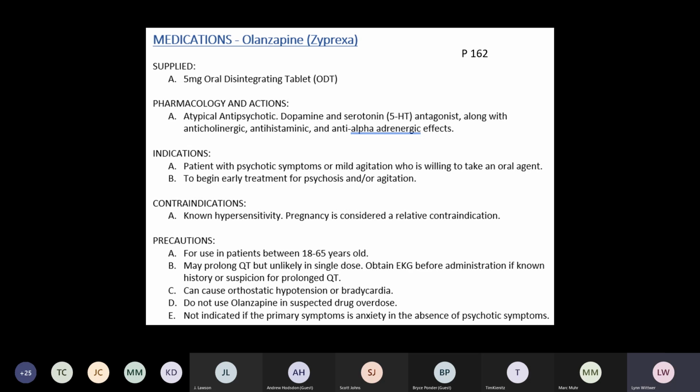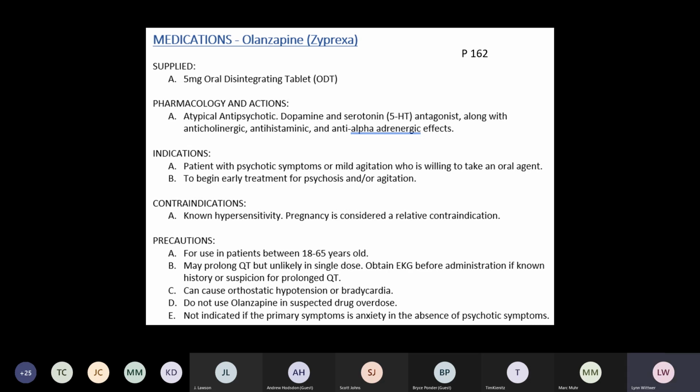It's indicated for patients with psychotic symptoms or mild agitation who are willing to take an oral agent. The idea is to start early treatment for psychosis and or agitation. The only absolute contraindication is a known hypersensitivity to the drug. You have to ask people if they've had any problem. So you would recommend, you say, look, you seem to be awfully anxious and agitated. Would you like to have a pill to try to improve your sense of wellness? And pregnancy is a relative contraindication because it's never been tested in pregnancy.